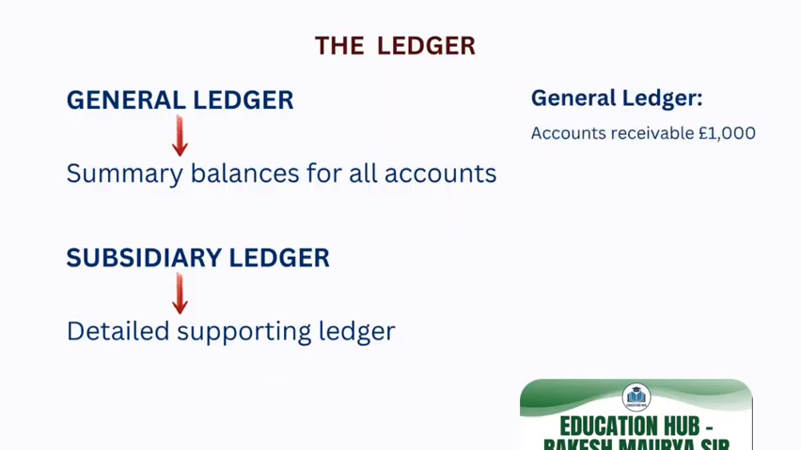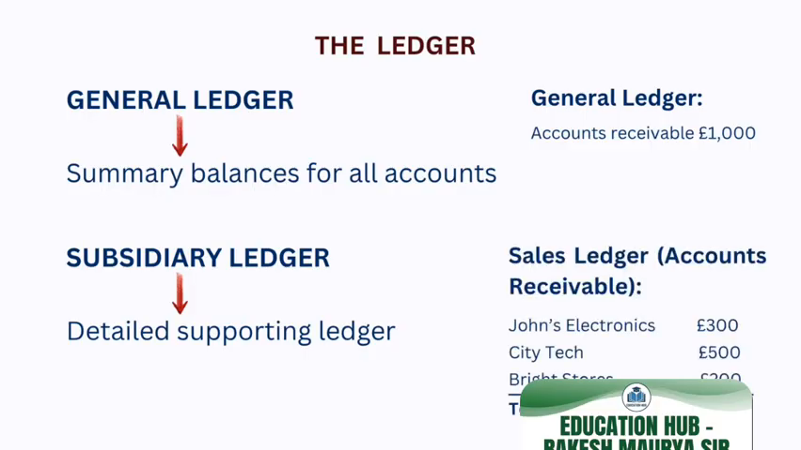For example, the general ledger may contain one account called accounts receivable. That account shows the total amount owed by all customers combined. But the sales ledger, which is a subsidiary ledger, shows the individual balances for each customer.